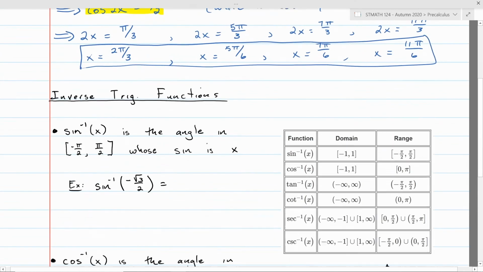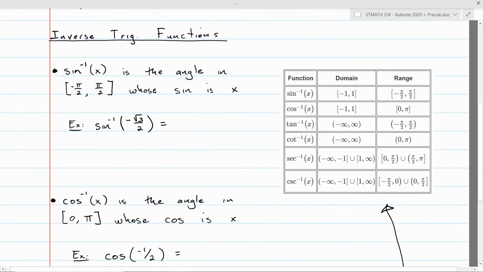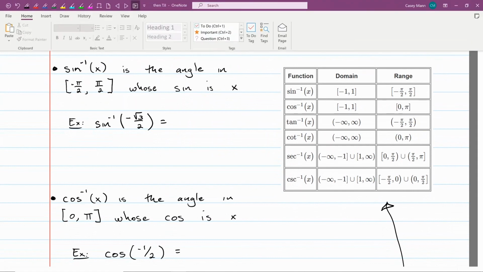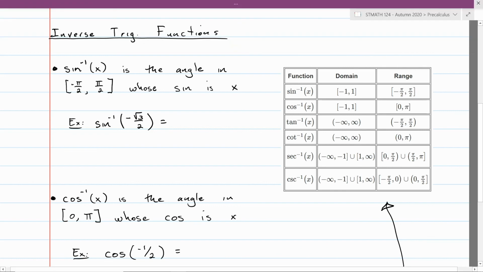We also have to work with inverse trigonometric functions. So this is kind of like doing logarithms. You have to think in reverse. Instead of saying what the sine of something is, you've got to say at what angle would sine be equal to a given number. So for sine inverse of x here, that just means it's the angle between negative pi over 2 and positive pi over 2 whose sine is x.